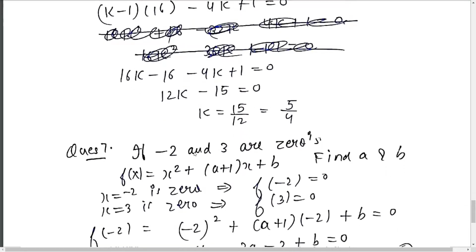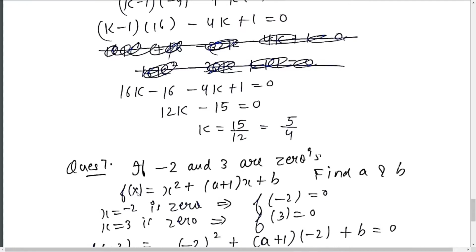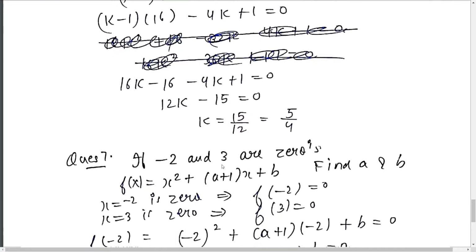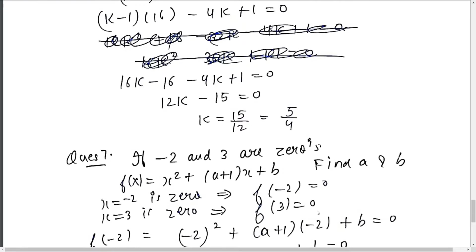If minus 2 and 3 are the zeros of this polynomial f(x) equal to x squared plus (a plus 1)x plus b, then we need to find the value of a and b. This is very similar to the above question. We need to proceed in a similar way. x equal to minus 2 is a zero, so f of minus 2 will be 0. Similarly, x equal to 3 is a zero, so f of 3 will be 0. This is from the concept of roots. You can watch my previous videos. In the theory part, I have covered this.